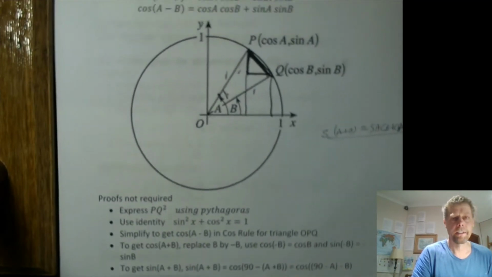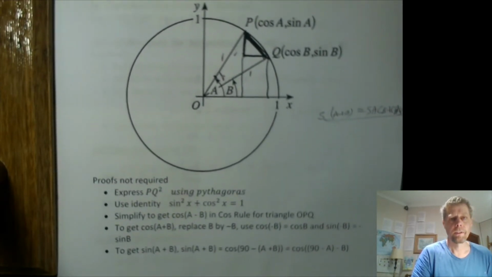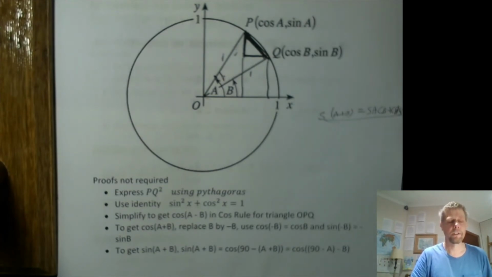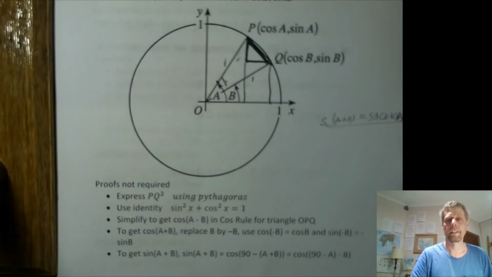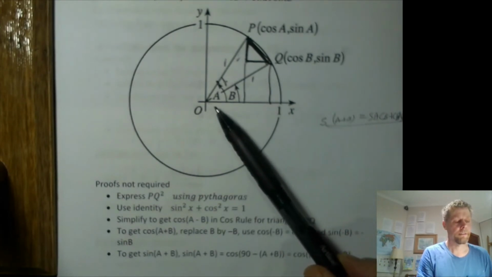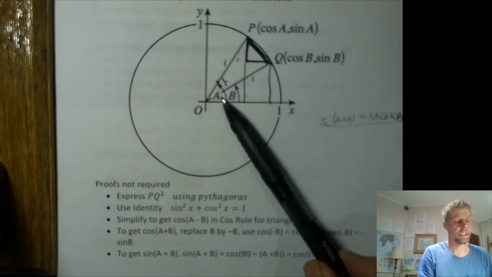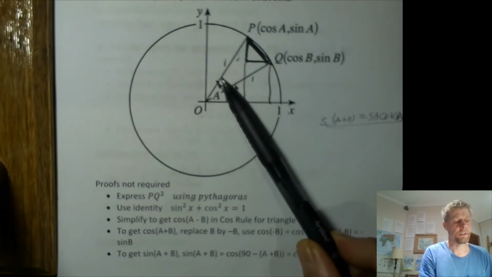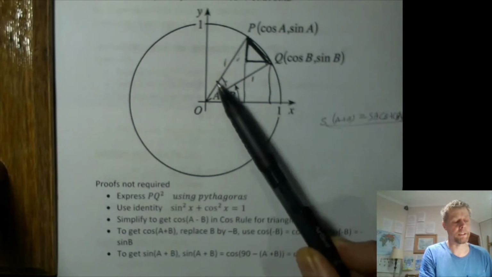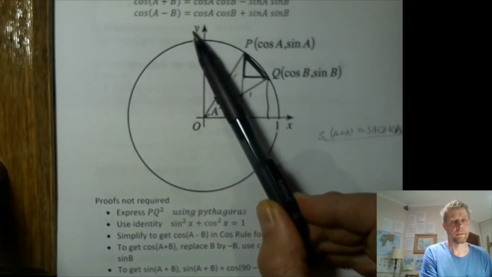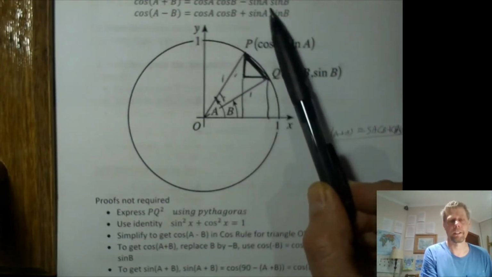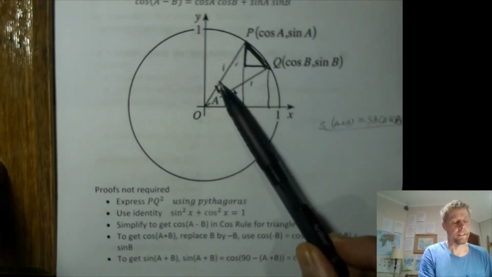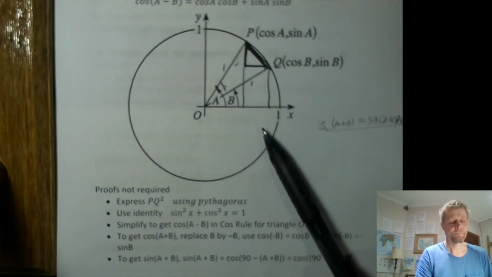How do these addition and subtraction functions get proved? Well, you don't need to know this, but it's nice to have an understanding. If we have a circle here, and we've got an angle B here and an angle A here, and I'm asked to show and find cos of A minus B, so we're going to prove this guy over here, cos of A minus B. So that angle there is A minus B.